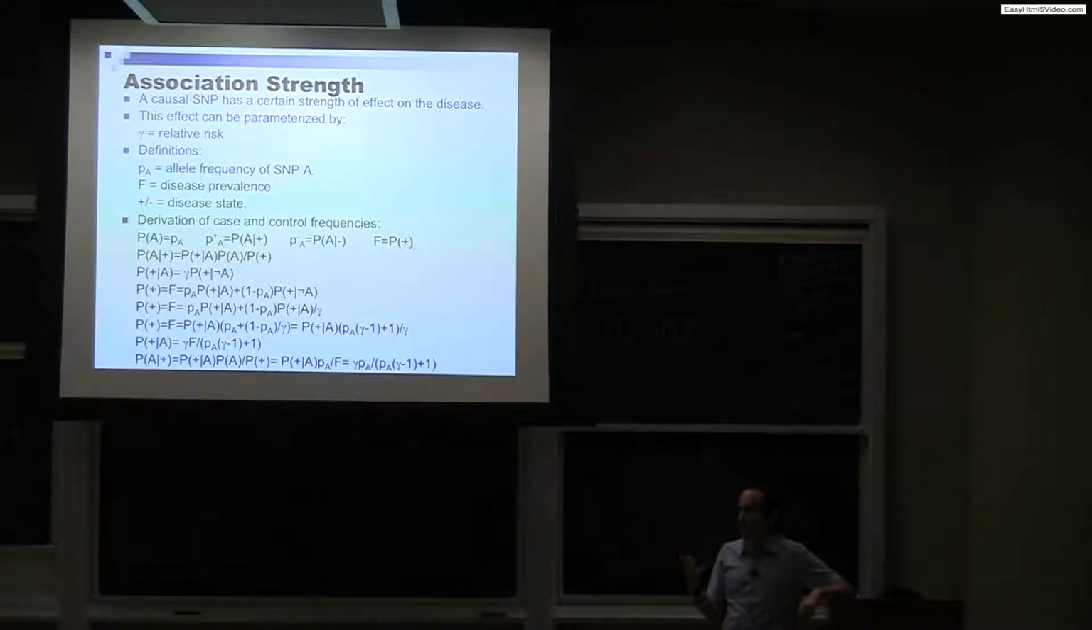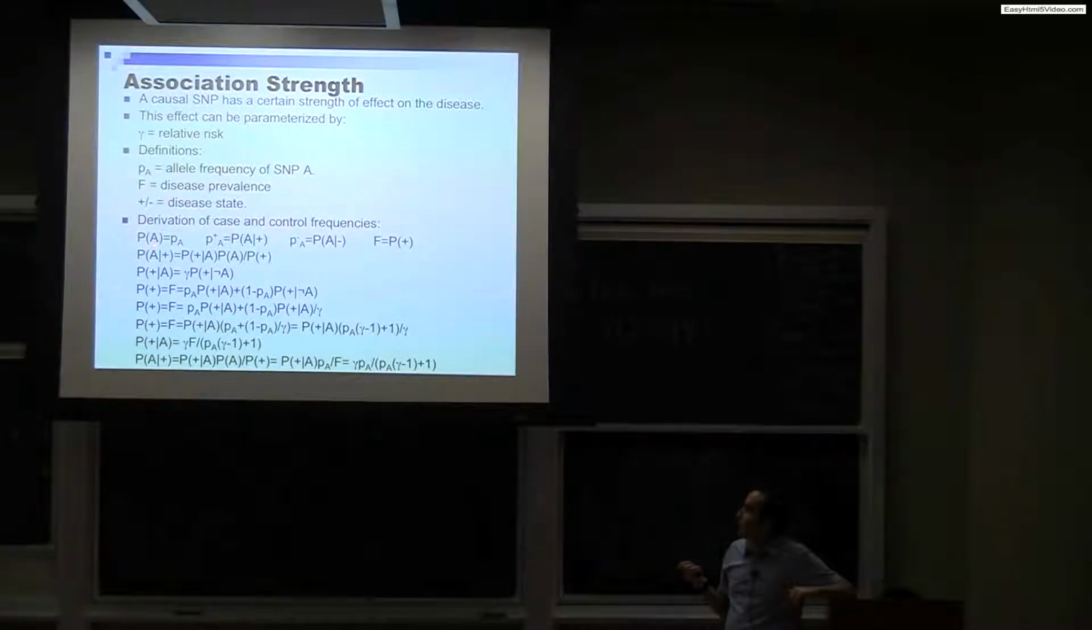That's a question. Okay? And this is actually a lot of equations, and I put this here because you can use them as your notes, but we'll go through them, and since the slides are available you'll have the opportunity to review them. But let's look at this, okay? So these are definitions. P_A is what? The allele frequency of the SNP. F is the disease prevalence. That's basically how often it occurs in the population. And plus or minus, let's say, is the disease state.